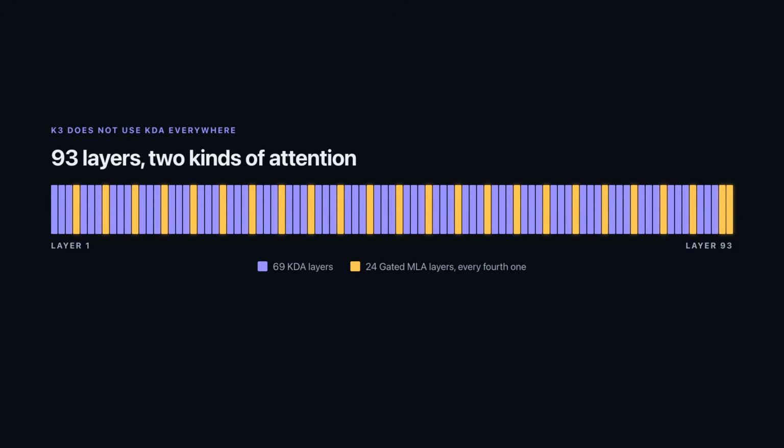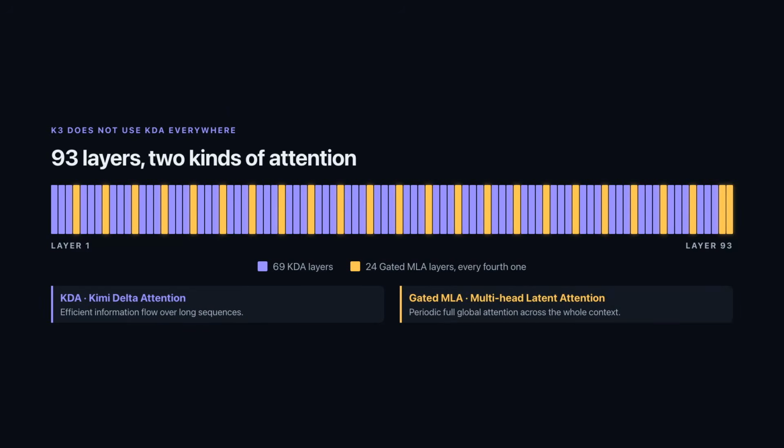3 KDA layers, then 1 gated MLA layer over and over. You don't need to memorize the term gated MLA, just remember the architectural role. KDA gives the model an efficient way to carry information over long sequences. Then, periodically, gated MLA restores a form of global token-to-token attention, so tokens can interact directly across the whole context. K3 combines both instead of choosing only one.